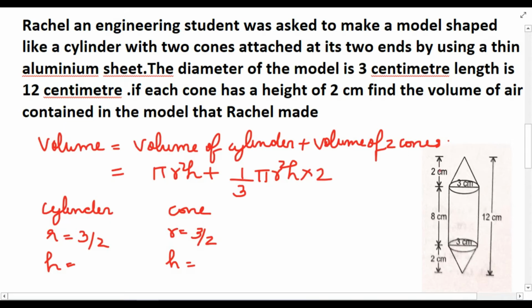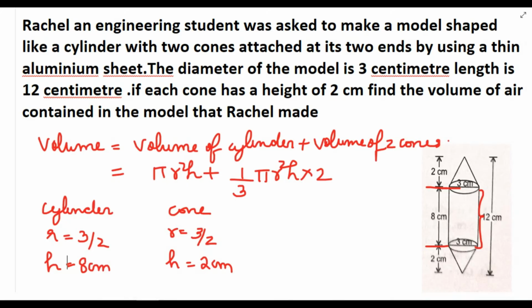So height of this cone is 2 here as well as here. So 2 plus 2 is 4. 12 minus 4 will give you the height of the cylinder. Cylinder height is from here to here, that will be 8. Total height of the model is 12 centimeter. Height of the cone they have given as 2 centimeter. So 12 minus 4 is equal to 8 centimeter.